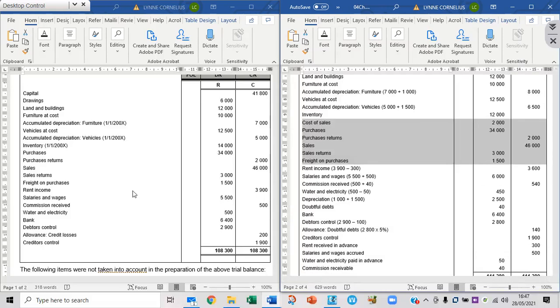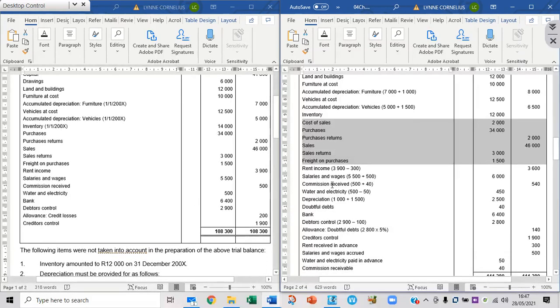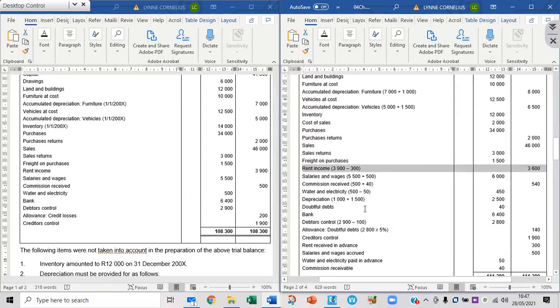However, when we get to the next expense accounts, we have then rent income where there was an adjustment. Remember, we received rent for 13 months. We had to take 1 month's rent out. So our pre-adjustment amount was 3,900. We had to debit the rent income account with the 300 Rand, so that reduced it in order to get to the 3,600, which is 12 months rent, which is the income for the current year.